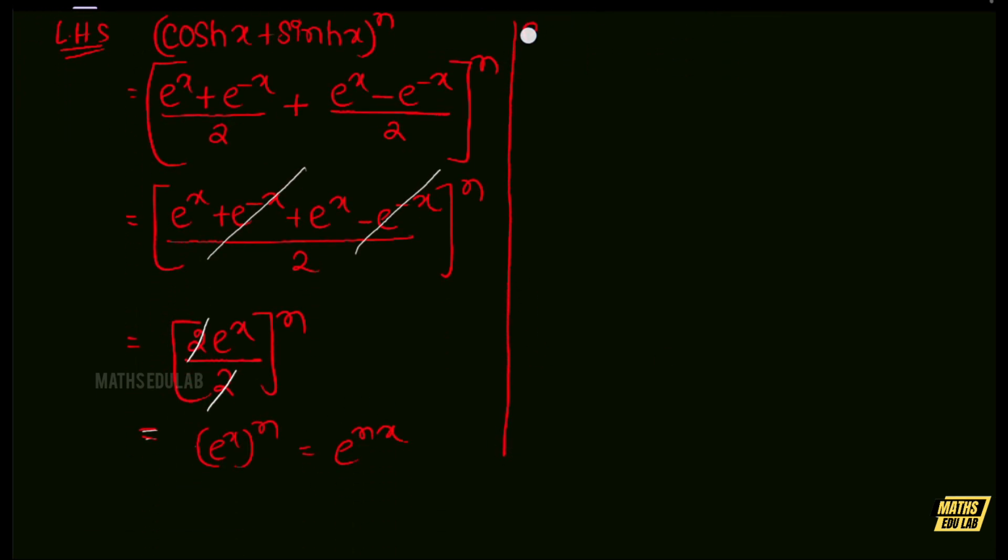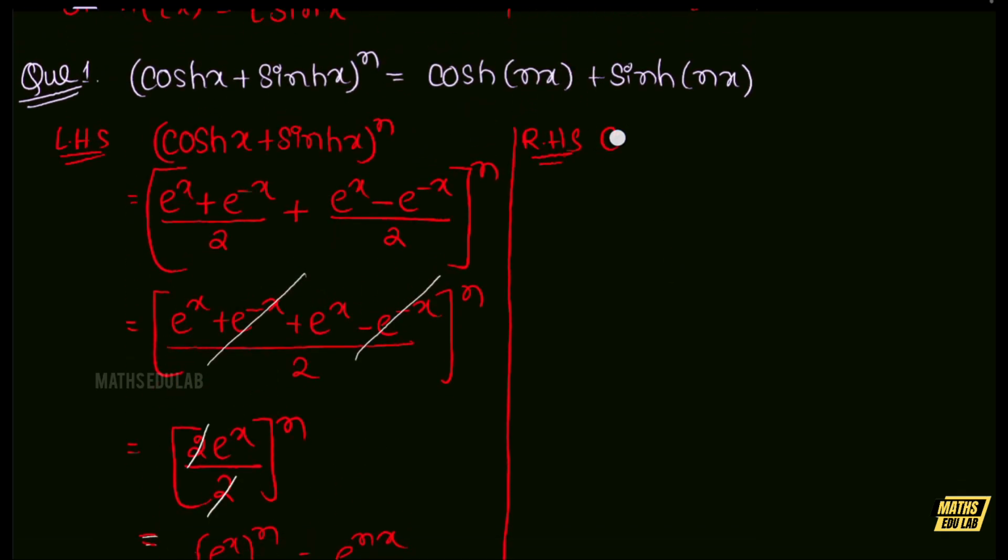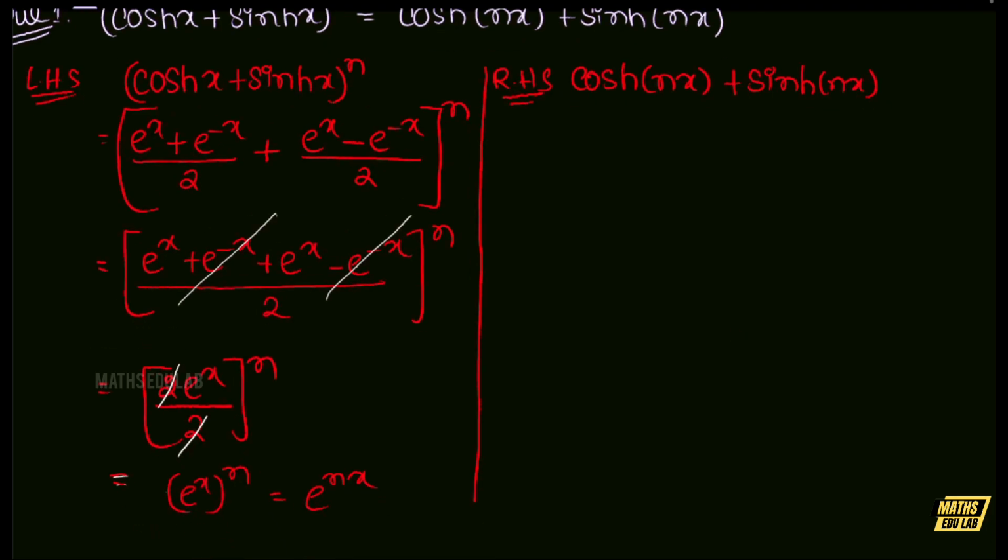Now in the same way we will prove for the right hand side; we have to get the same value only. So in the right hand side it is given cosh nx + sinh nx. So let's prove this sum by using the hyperbolic functions formula only: (e^(nx) + e^(-nx))/2 + (e^(nx) - e^(-nx))/2.